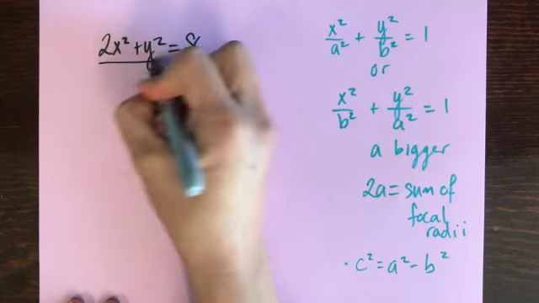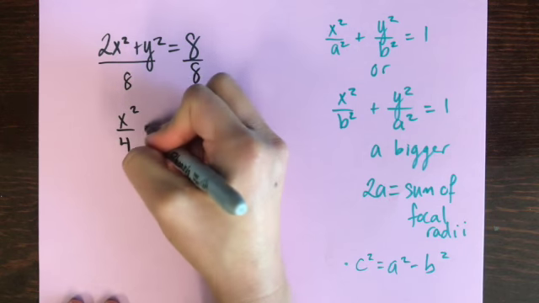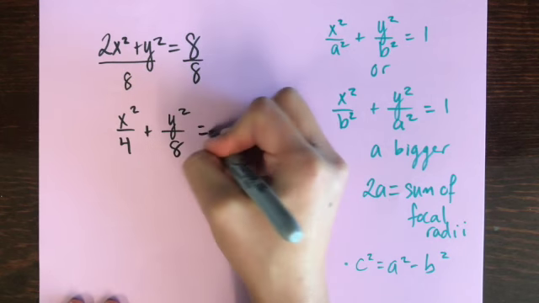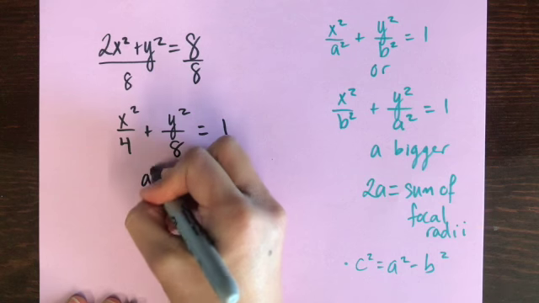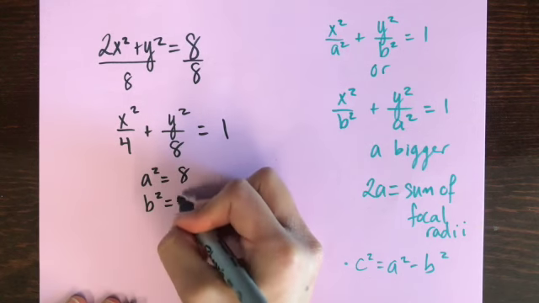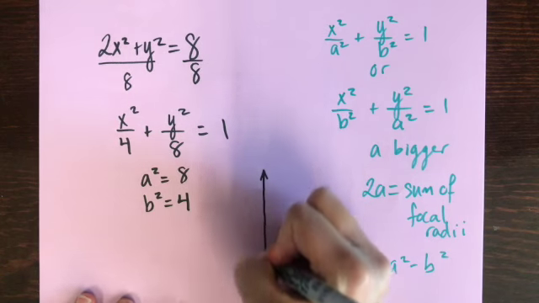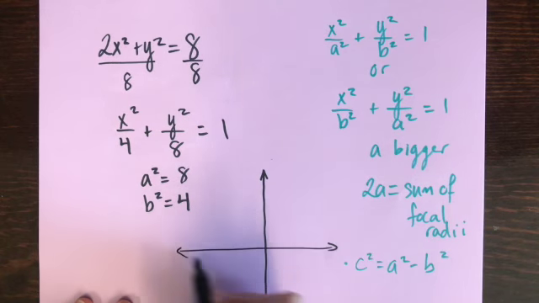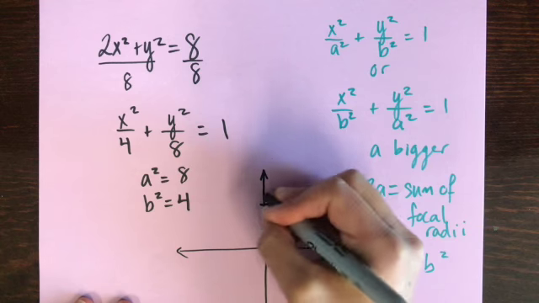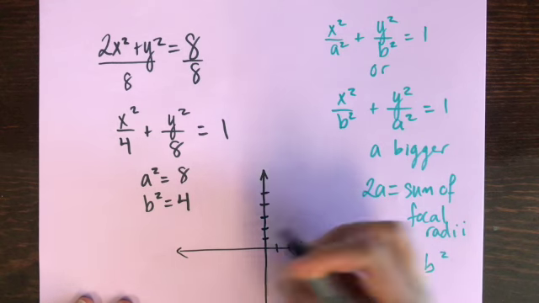If the bigger number is under x, then it's going to be a longer in the x direction type ellipse, and if the bigger number is under the y squared, it's going to be like a vertically situated oval. So anyway, I divided both sides by 8 to get the one side equal to 1. A squared is equal to 8 and b squared is equal to 4.